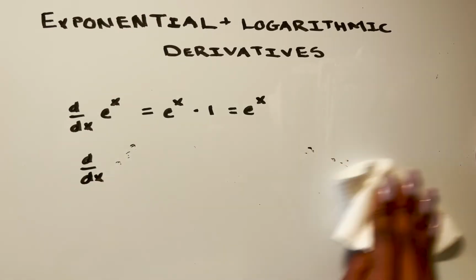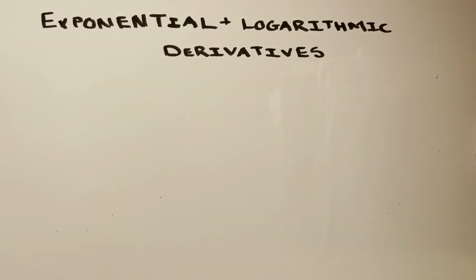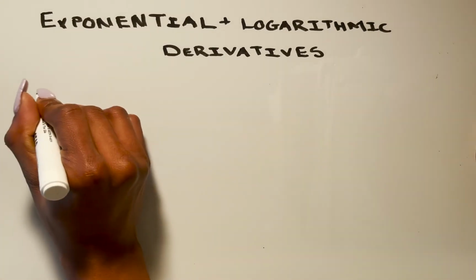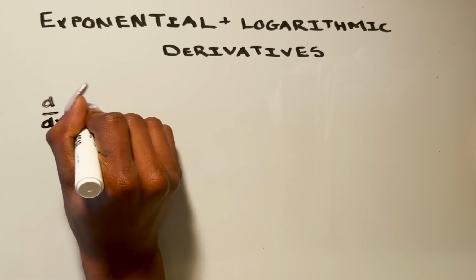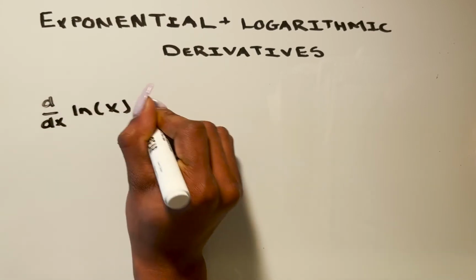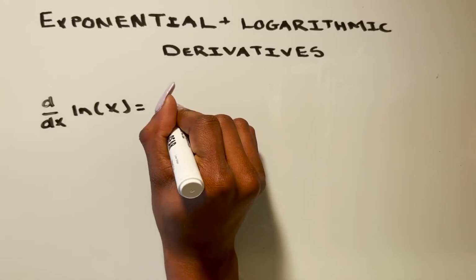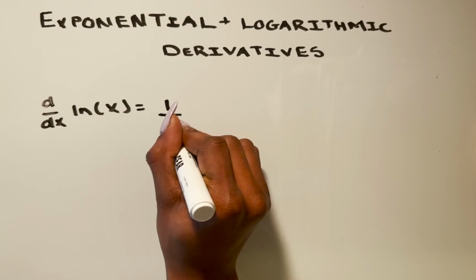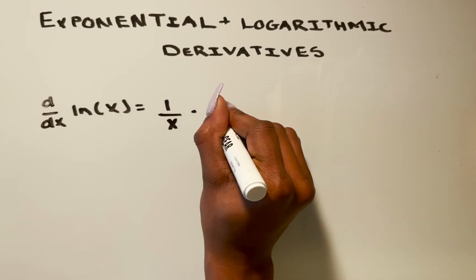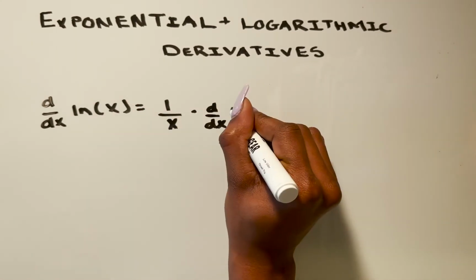Super simple, right? So we'll move on to logarithmic functions. Let's start by evaluating the derivative of ln of x. Now, to find the derivative of a log function, we're going to take 1 over the stuff in the parentheses, so in this case x, and then we'll multiply that times the derivative of the stuff in the parentheses, and that is x.